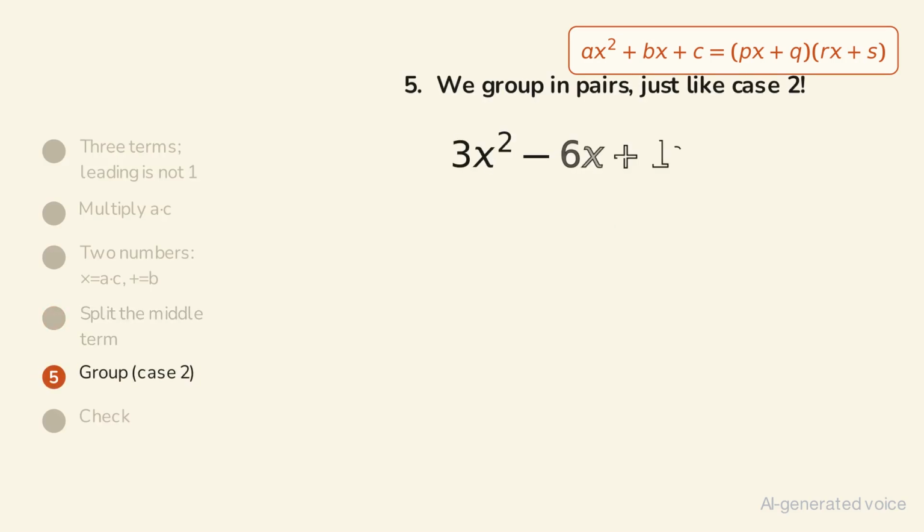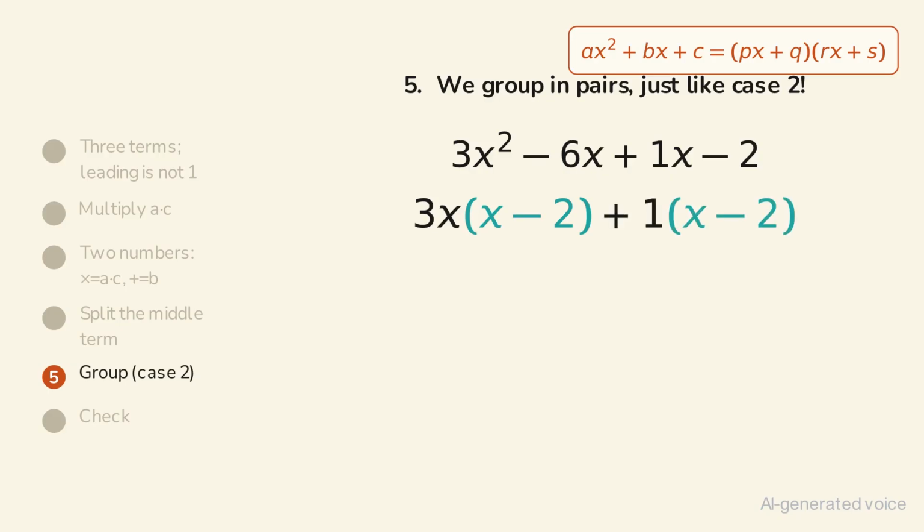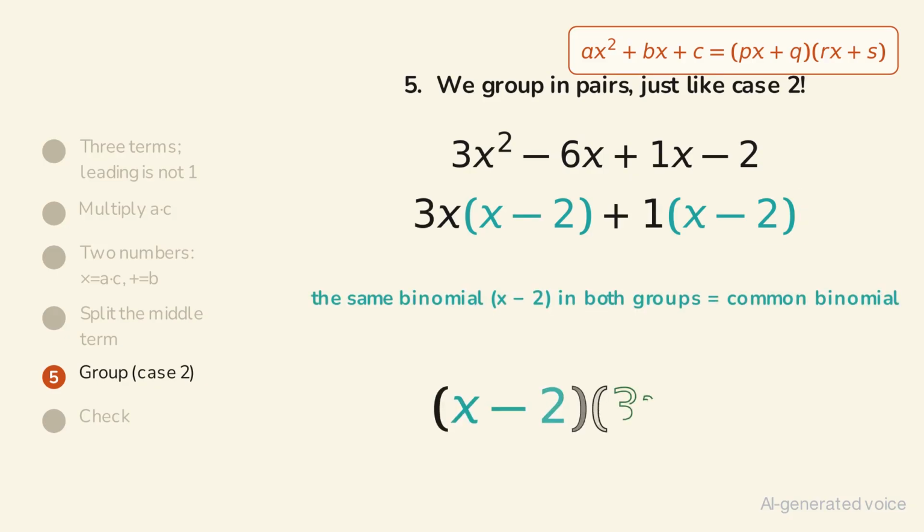Step 5. We group in pairs, just like we learned in case 2, so I won't repeat it here, I just use it. From the first group, 3x squared minus 6x, we take out the common factor 3x, and we're left with 3x times x minus 2. From the second group, 1x minus 2, we take out the 1, and we're left with 1 times x minus 2. Look, in both groups the same binomial appeared, x minus 2. That's the common binomial. We take it out just once, and we get x minus 2 times 3x plus 1. This is the answer.